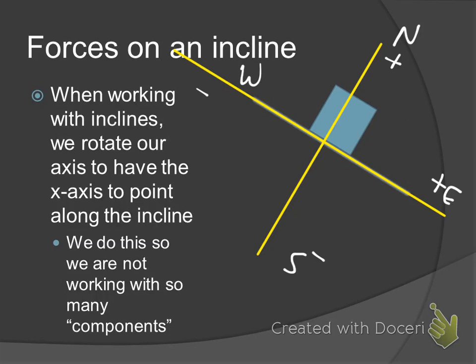If I draw my forces on my object, now I have gravity, which goes here, normal force, some applied force maybe, and some friction maybe. So you see the only force that has components that we have to deal with is the gravitational force. Rather than three of our forces having components, now we just have one.